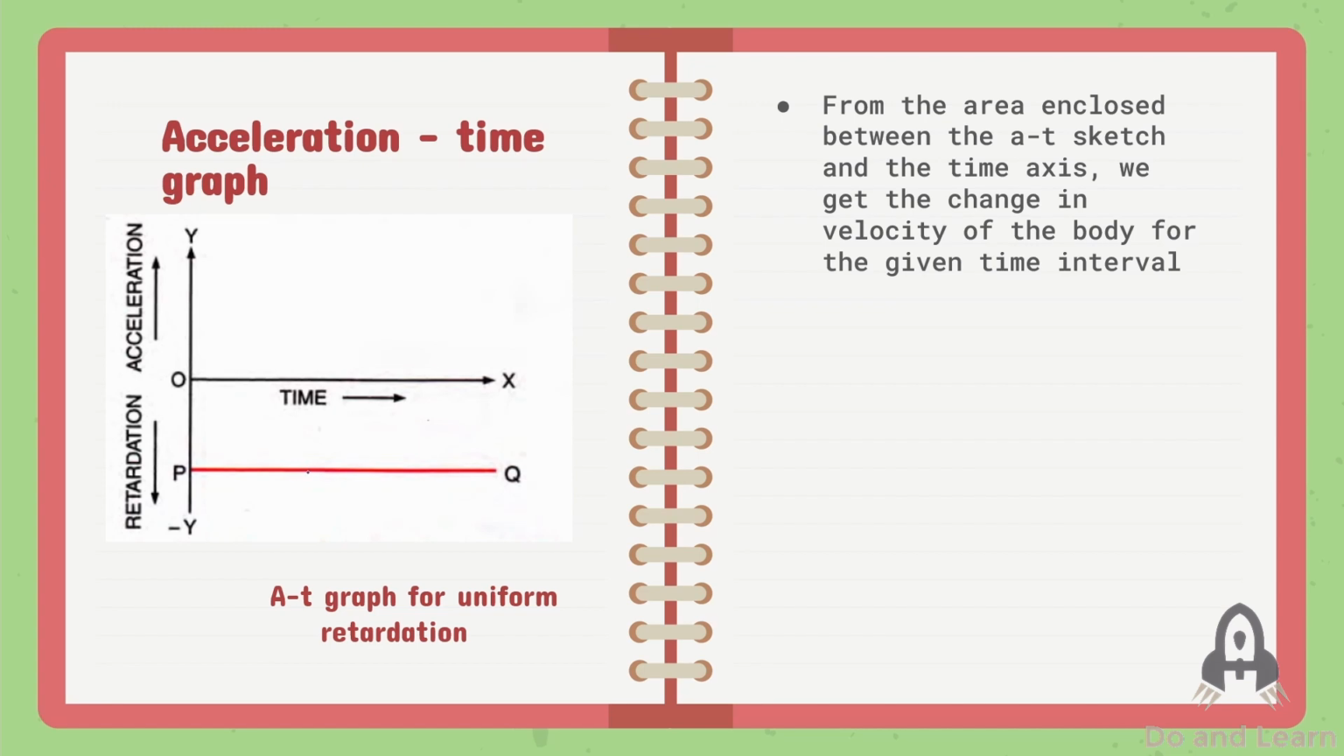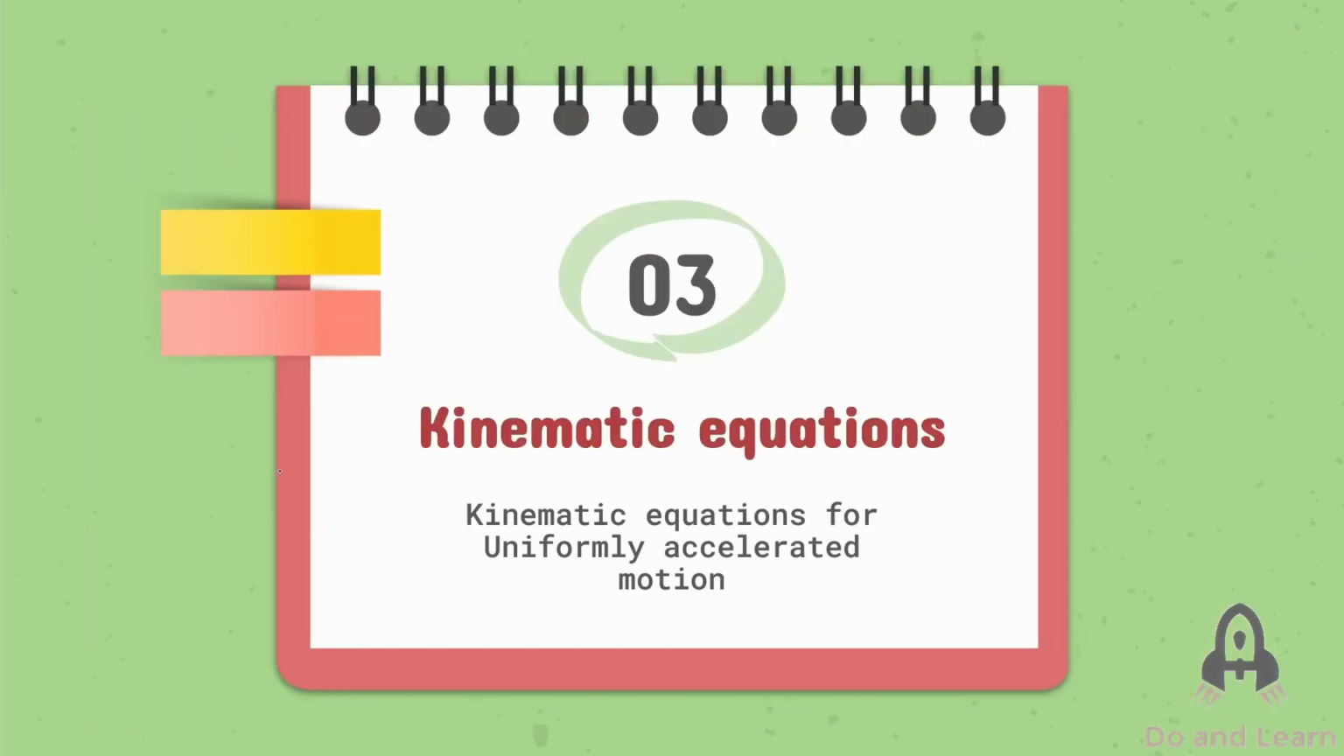From the area enclosed between the acceleration time graph and the time axis, we can find the velocity of the body. So if we can measure this area, it will give you the velocity, same as we get displacement from the velocity time graph. So from this we have studied the velocity time graph. From the velocity time graph, we can calculate displacement, distance and acceleration. From the acceleration time graph, we can calculate velocity. And from the displacement time graph, we can calculate velocity.